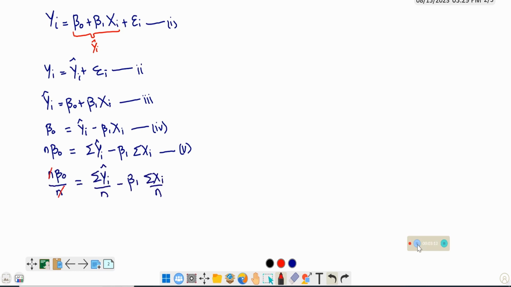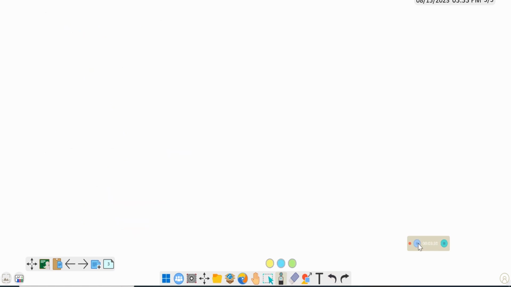On the left hand side, the n in the numerator and the denominator will be cancelled out, while on the right hand side, summation y over n would give us the mean of y, and summation x over n would give us the mean of x. So here we have got the value of beta naught. Now we are going to derive the formula of beta 1.